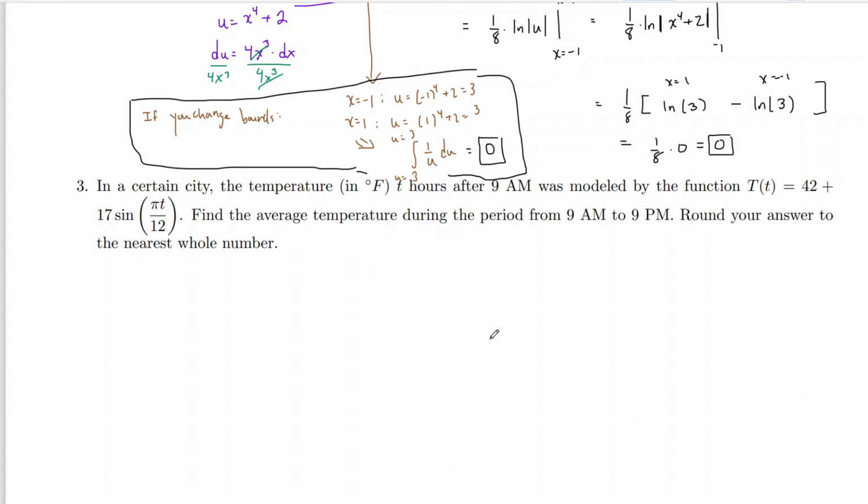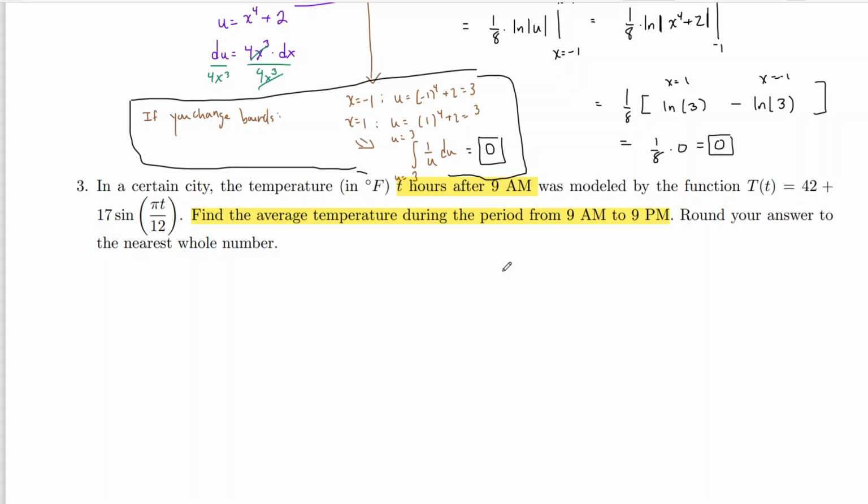Right, now, this next one's actually a relatively accurate representation of a temperature model of a location over the course of a day. It says in a certain city, the temperature in degrees Fahrenheit T hours after 9 a.m. So just keep in mind our starting time is 9 a.m. was modeled by the function capital T of T equals 42 plus 17 sine of pi T over 12. And we want to find the average temperature during the period from 9 a.m. to 9 p.m. Round your answer to the nearest whole number.